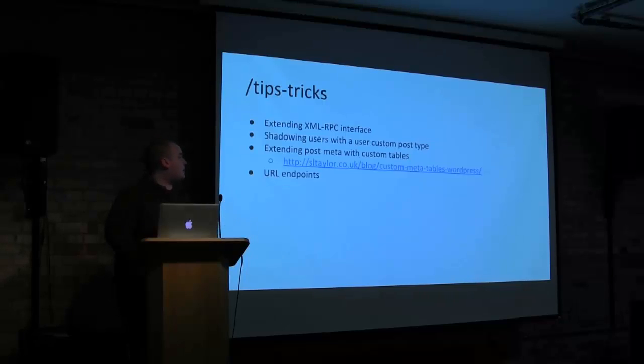So we've got extending the XML-RPC interface. Again, I'll cover this in more detail as we go forward. Shadowing users with a custom post type. This is a trick. Again, I'll weave this into how you'd use it because it's quite powerful. Extending post meta with custom tables. This one's not particularly well used. Again, it's pretty advanced stuff. Steve Taylor wrote a great article about doing this, and he's actually referenced there. And another one, again a feature of WordPress that's not very well known, URL endpoints, more of a developer feature.